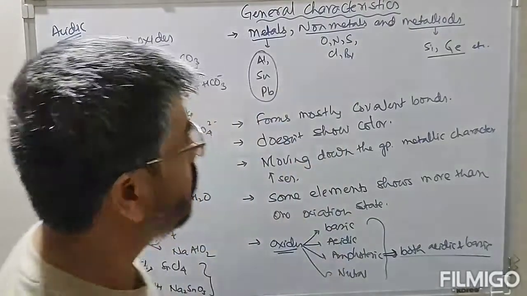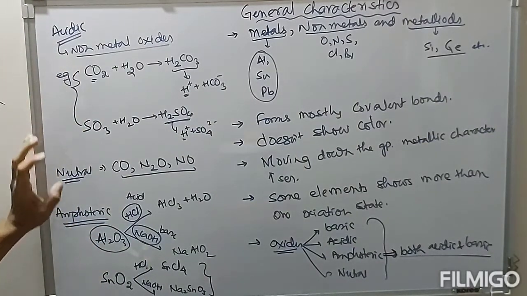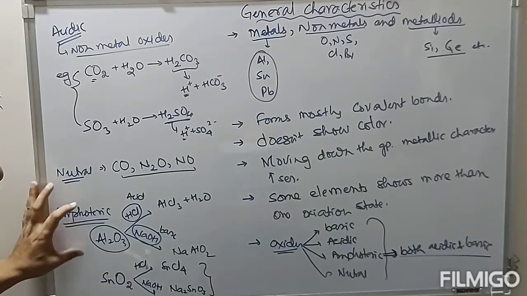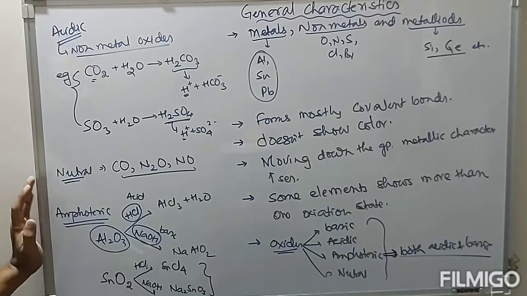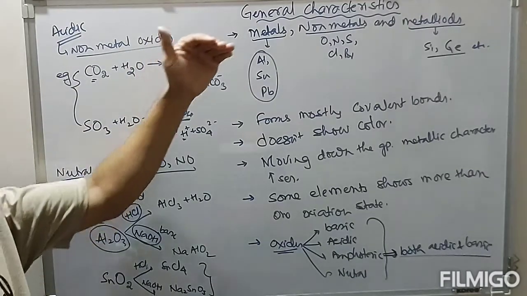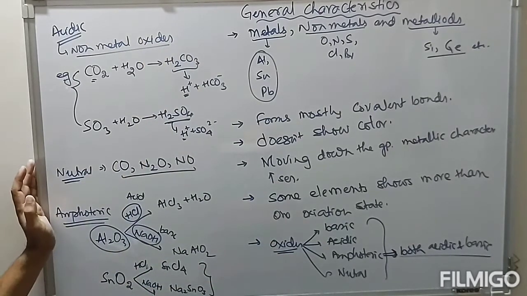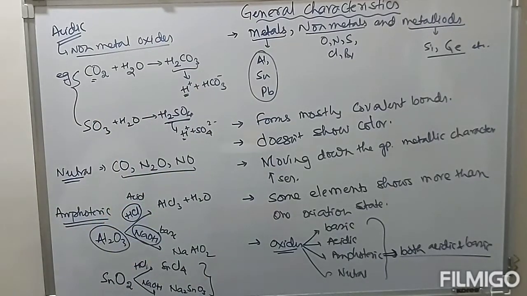amphoteric in nature. So most of the metal oxides of P block show amphoteric property, that is acidic as well as basic. So the basic character of these oxides increases down the group. The acidic character of these oxides increases from left to right.